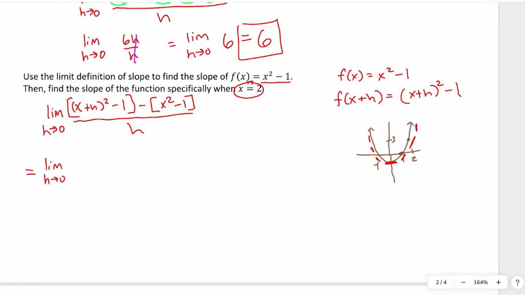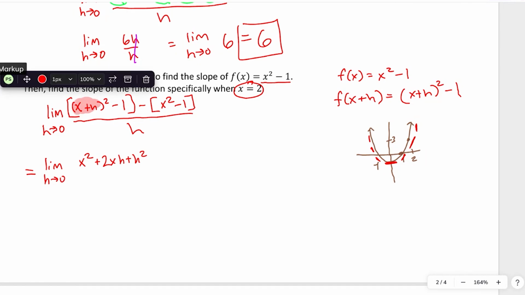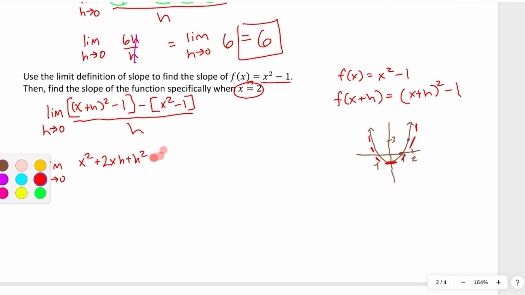So (x plus h) squared is going to be x squared plus 2xh plus h squared. Okay, that's just this piece right here. Then I have a minus 1 right after that. And then I've got minus (x squared minus 1). Again, make sure that you distribute that -1 to both of these terms. So it's negative x squared plus 1.